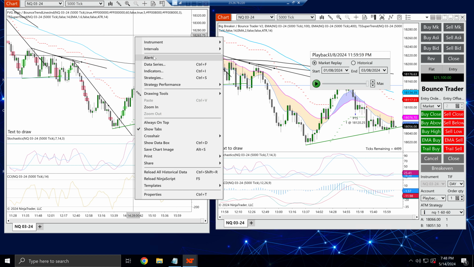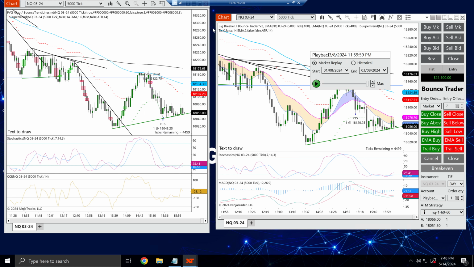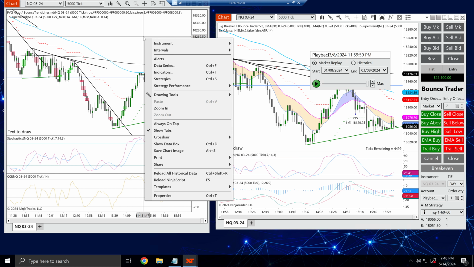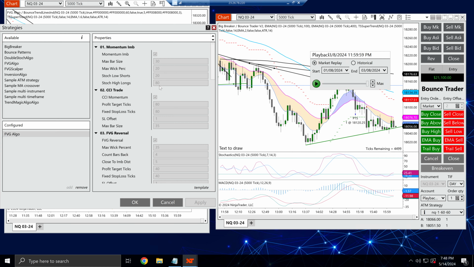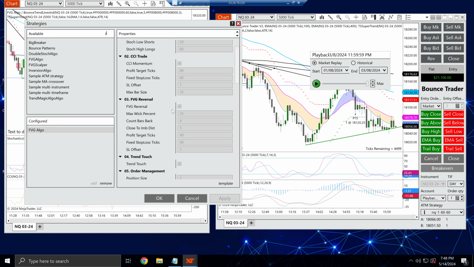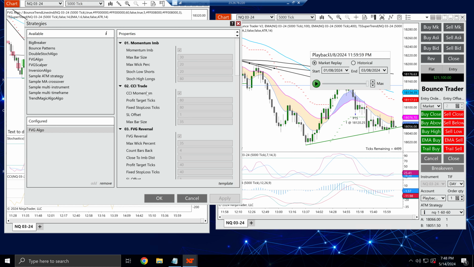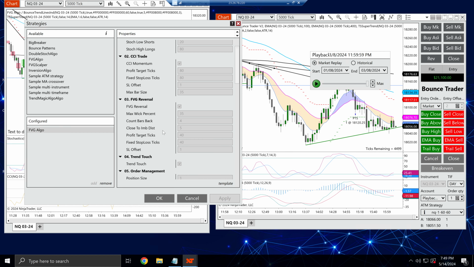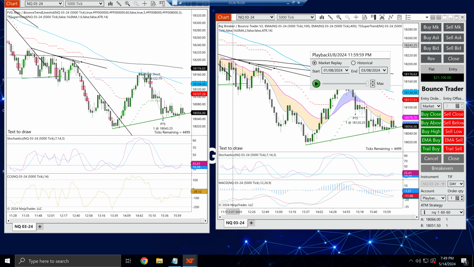This Big Breaker comes in two algos. One of them is called FVG Algo, and another one is called Big Breaker. Let's start with the FVG strategies. FVG Algo has four strategies in itself: there is a momentum, there is a CCI trade, there is an FVG reversal, and there is a trend touch.